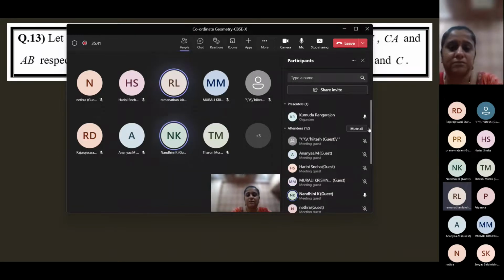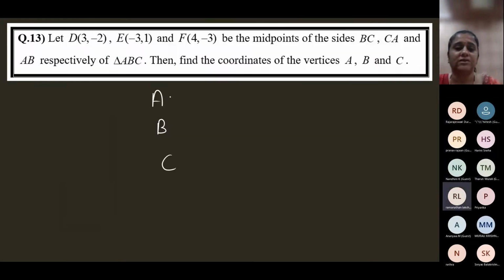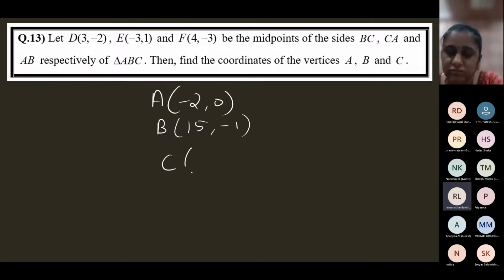A is minus 2, 0. Okay, A is minus 2, 0. All right. B is 15, minus 6. C is 1, 2. 1, 1, is it? 1, 2, ma'am. B is 15, minus 6. 6, huh? Yes. Okay.